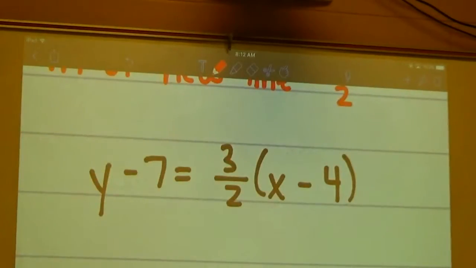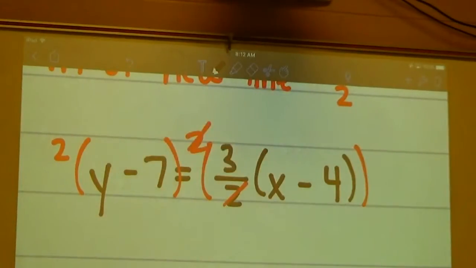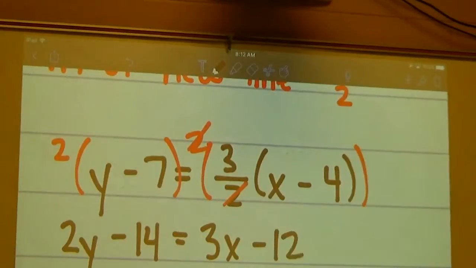Solve this any way you want to. I'm going to get rid of the fraction by multiplying both sides by 2. Over here they cancel, and on the right side they cancel. I'm going to have 2y minus 14 equals 3x minus 12. I went ahead and distributed the 2 to each term.